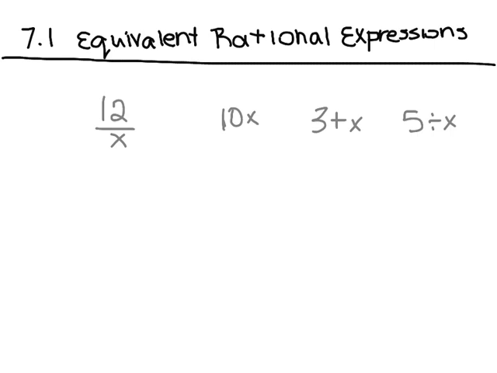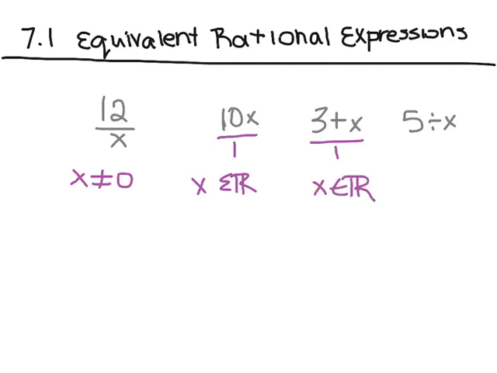Non-permissible values are values that make an expression undefined. So when it makes the denominator 0. So for this one, x cannot be 0, or else it'll be undefined. So your non-permissible value is 0. For this one, it doesn't matter because it's in the numerator, so there's none, so x could be any number. Because we're adding, it's still over 1, so x is any number. And when you divide by x, x cannot equal 0.